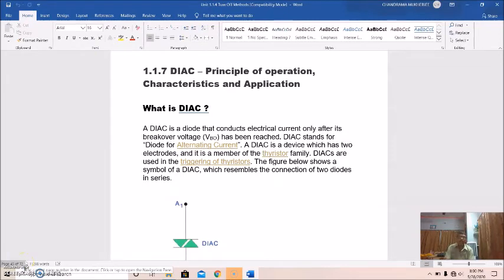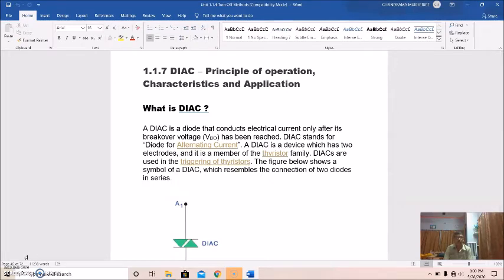Now we'll discuss the DIAC, its principle of operation, characteristics, and application. What is a DIAC? Basically, a DIAC is a diode that conducts electrical current only after its breakover voltage has been reached. Once again, a DIAC is a diode that conducts electrical current only after its breakover voltage has been reached. DIAC stands for diode for alternating current.